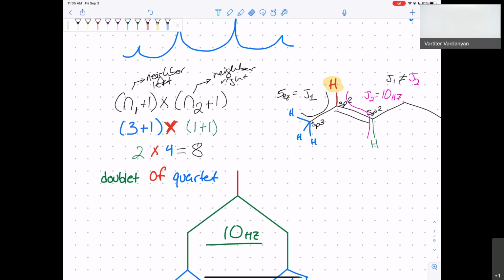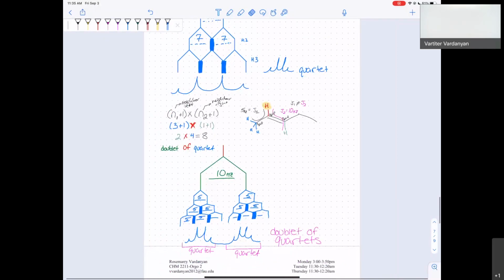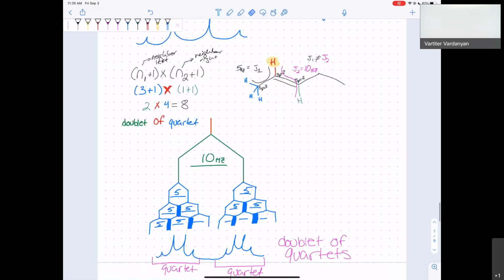So basically what you did is these steps a lot faster in your head. I'm just breaking it down to the absolute smallest pieces. I want you guys to be able to practice this until you get to a point where you can just look at it and say, okay, one side's a doublet, okay, one side's a quartet.